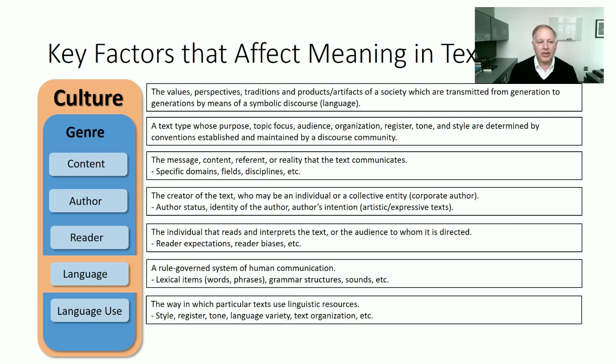That's our culture. Genre. Genres are text types whose purpose, topic, focus, audience, organization, register, tone, and style are all determined by genre rules, which we call conventions. Who makes those conventions? Those are the people who maintain that genre, and we call those people a discourse community. More on that in the next video.